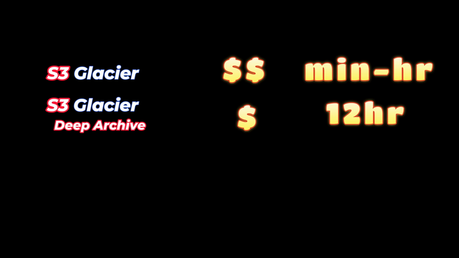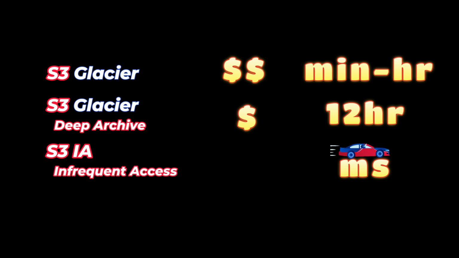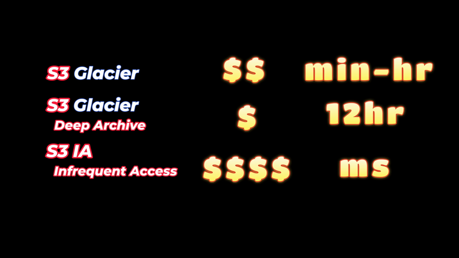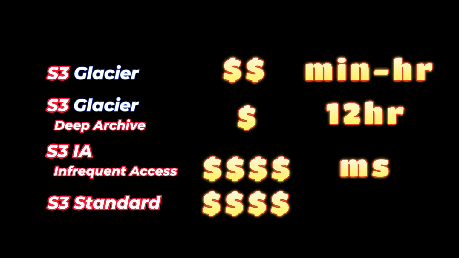Then there is S3 Infrequent Access. This data is tucked away, but still accessible quickly, in milliseconds if you need it. Amazon gives you cheaper rates to store it, but when you do need it, it costs extra. And we have the Standard Access tier, where you will pay more for the storage, but you can get to it as often and quickly as you want.